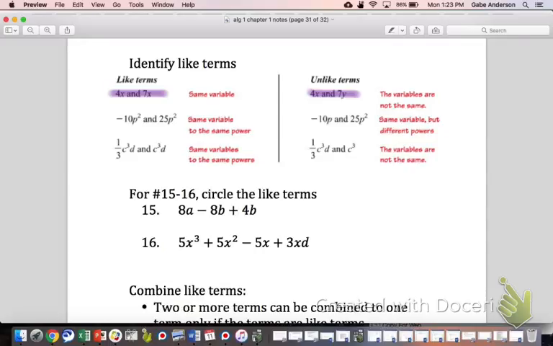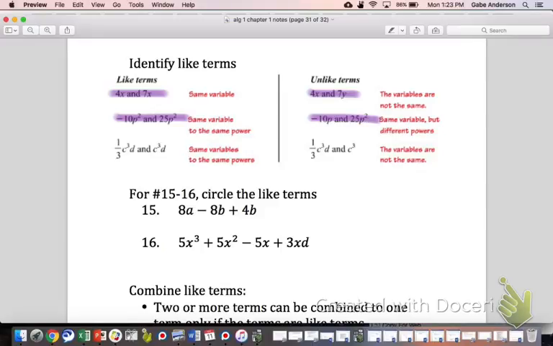What you can do with like terms is you can combine them by addition. You cannot do that with unlike terms. That's why this is important. Take a look over here. A little more complicated looking. Negative 10p squared and 25p squared. Those are like terms because they both have the exact same variable and they have the exact same exponent on that variable. This one's a little trickier on the right.